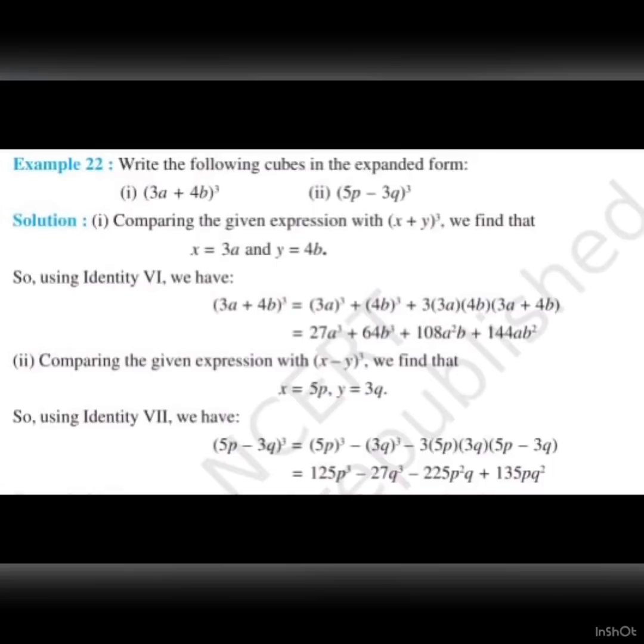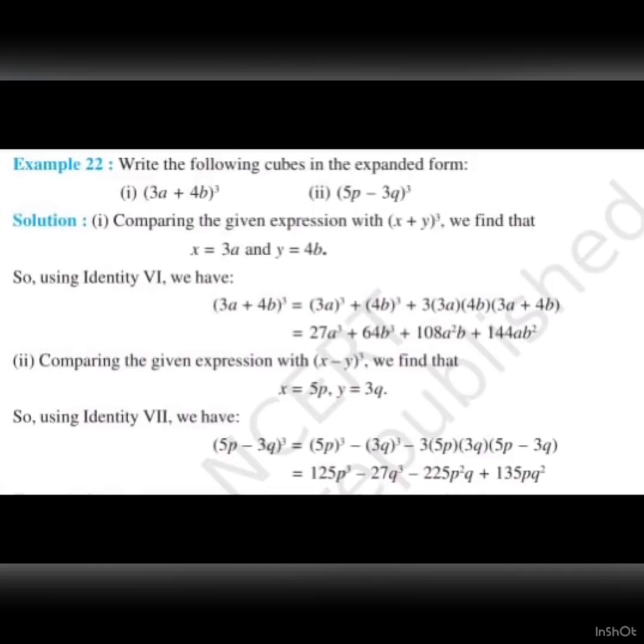So we have 3a plus 4b whole cube is equal to 3a whole cube plus 4b whole cube plus 3 into first term into second term, 3 into 3a into 4b multiplied by 3a plus 4b. So we have 27a cube plus 64b cube plus 108a square b plus 144ab square.